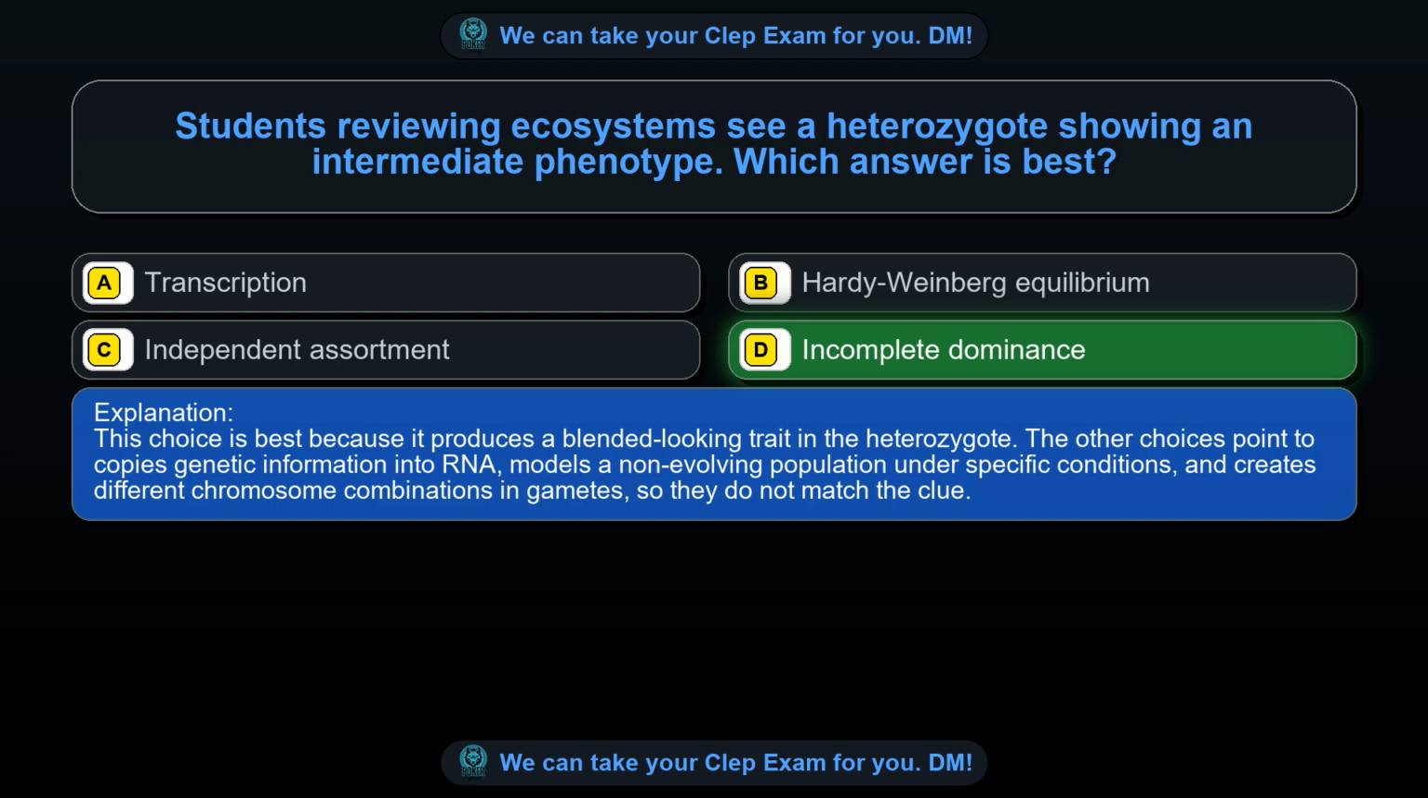This choice is best because it produces a blended-looking trait in the heterozygote. The other choices point to copies genetic information into RNA, models a non-evolving population under specific conditions, and creates different chromosome combinations in gametes, so they do not match the clue.